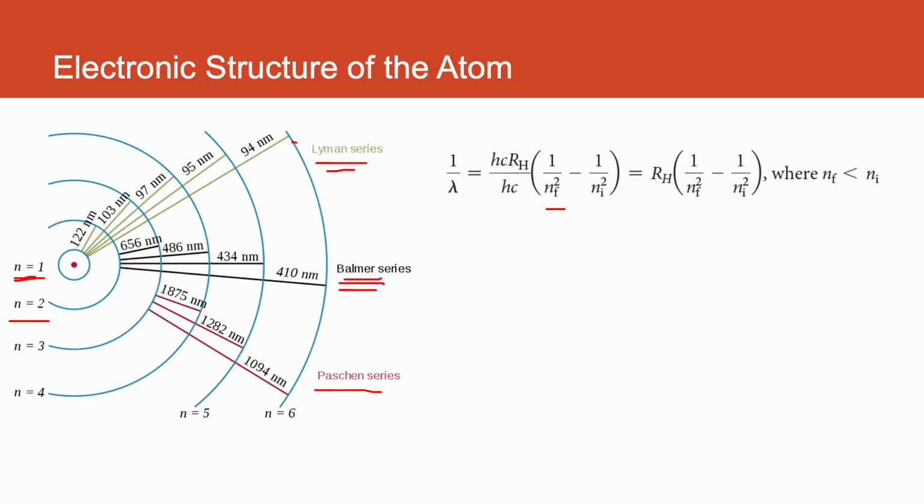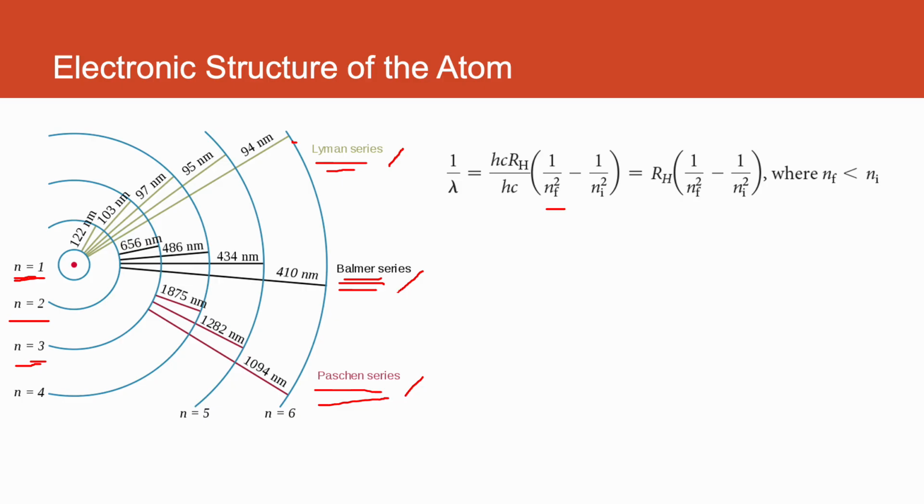What if, ma'am, it moves to n equals 3? When an electron moves back to a final energy level of 3, then its emission is the Paschen series, and it emits infrared light. So nf of 3, okay? So Lyman is ultraviolet, Balmer is your visible range, Paschen is your infrared, okay?